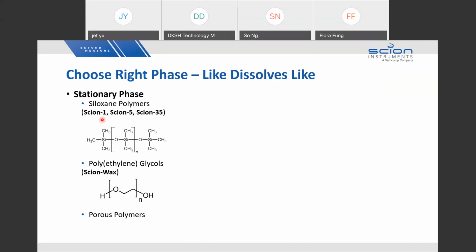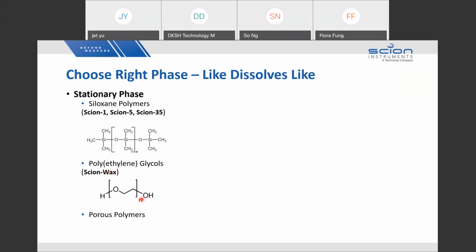The next one is called PEG. This is a more polar stationary phase. Usually the column code comes with the word wax. Wax is a brand-name designation for GC columns; columns from Shimadzu and Agilent come with wax. So this is for polar compounds.